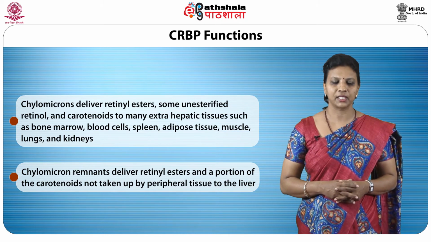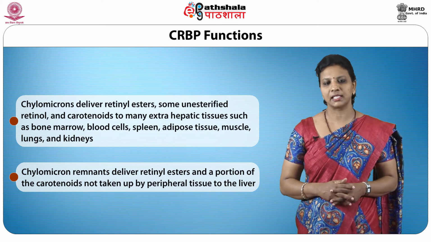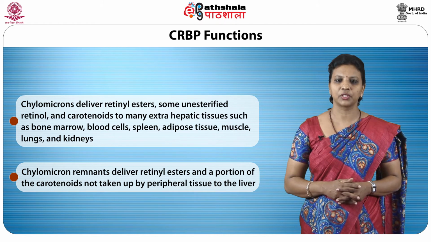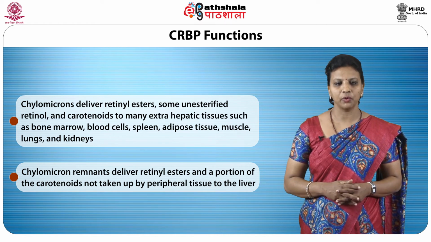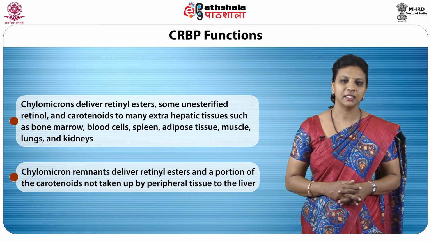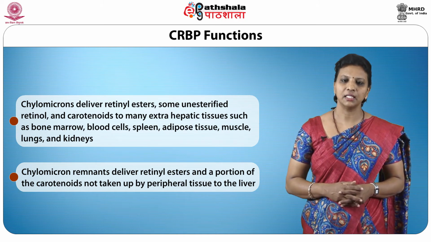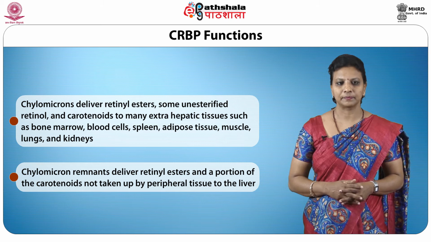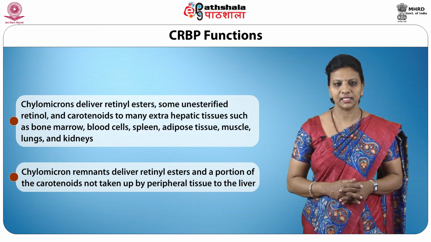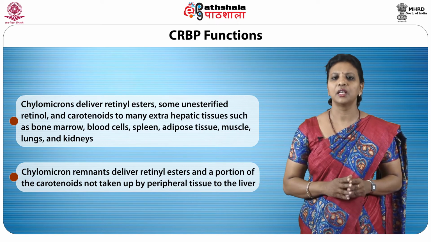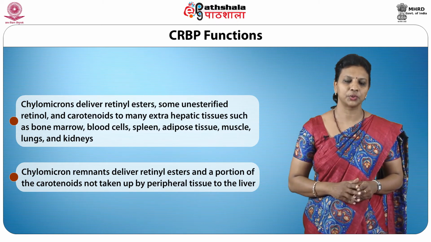Chylomicrons deliver retinyl esters, some unesterified retinol and carotenoids to many extrahepatic tissues such as the bone marrow, blood cells, spleen, adipose tissue, muscle, lungs and kidneys. Chylomicron remnants deliver retinyl esters and a portion of the carotenoids not taken up by the peripheral tissue to the liver.